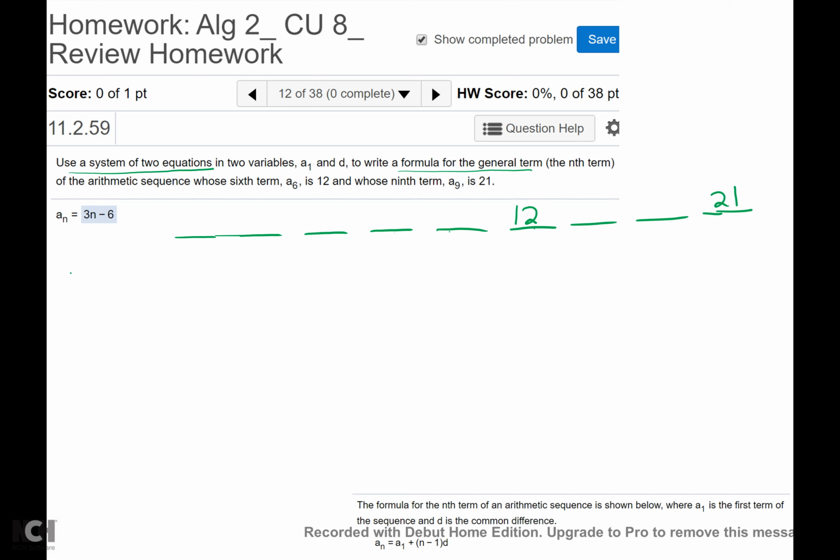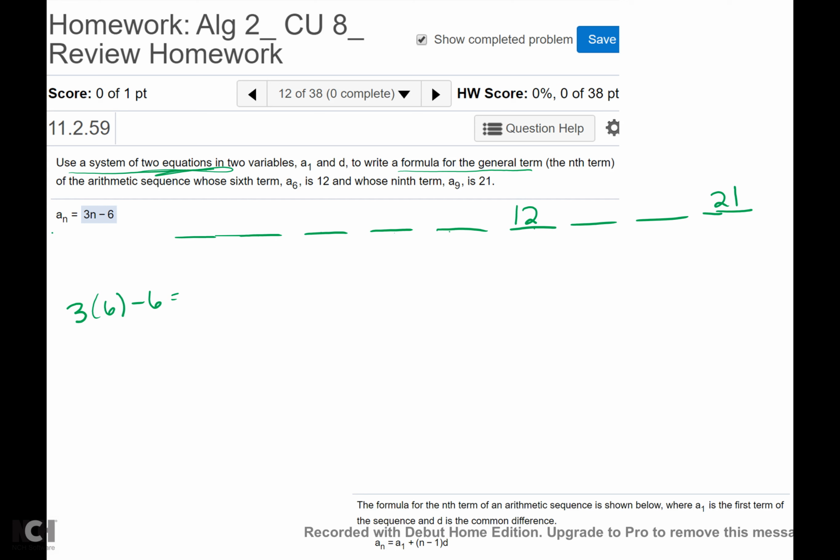So, let's see. How can we figure out the pattern here? So, I see. So if I say 3 times, wait a minute, 3 times 6, yeah, so 3 times 6 minus 6, that would be 12, right? I'm not really sure why they're wanting us to use a system of two equations.